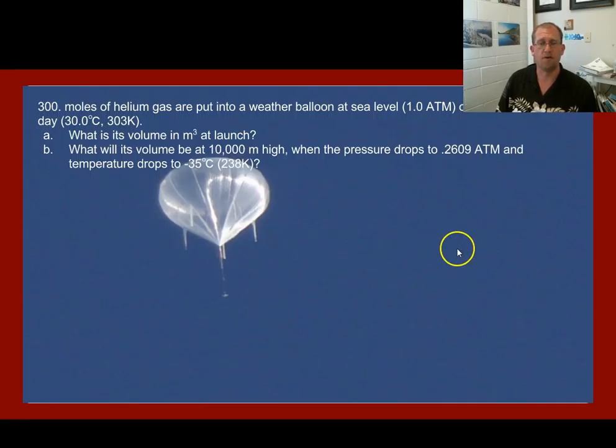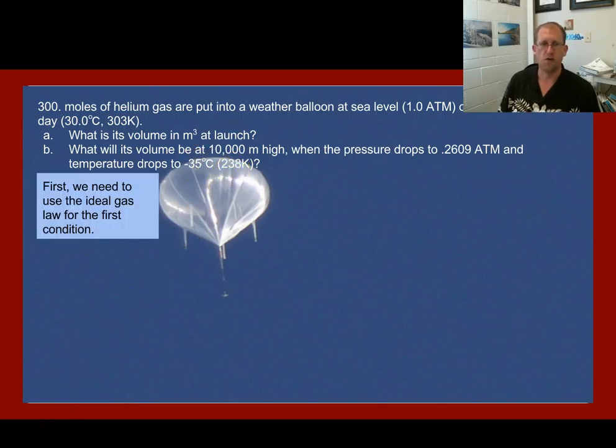All right. Here's an example of an ideal gas law equation. Exactly 300 moles of helium gas are put into a weather balloon at sea level, which is 1 atmosphere. And underneath my picture it says, on a warm summer day. 30 degrees Celsius, that's pretty warm. And that would be 303 Kelvin. Okay, so what's the volume in cubic meters at launch? We're going to use the ideal gas law to answer that question. Then we're going to use the combined gas law to figure out what it will be when it gets to altitude and the pressure has dropped to 0.2609 atmospheres and the temperature has dropped to -35 Celsius or 238 Kelvin.